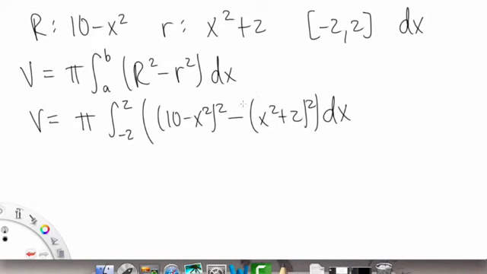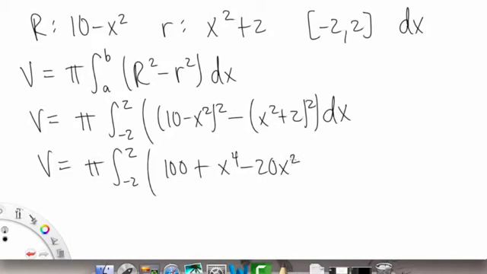Alright, so let's just FOIL this out, really. So the volume is going to equal, the pi is just going to hang out there in the front for quite a while. And then we get 100, plus an x to the 4th, and then minus a 20x squared. Okay, and then we have minus, and in here we have an x to the 4th as well, plus a 4, and then plus a 4x squared. Okay, so a lot of stuff going on in there, and we're just going to simplify here.